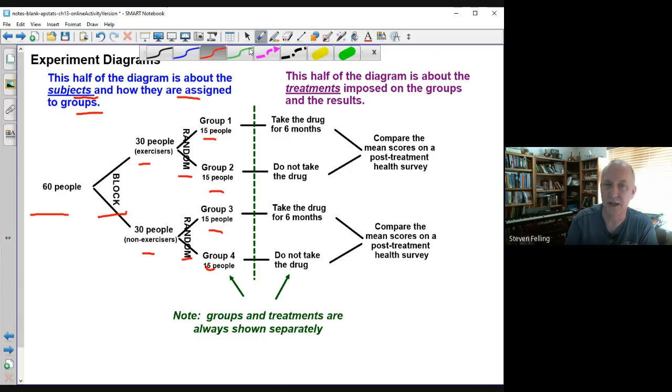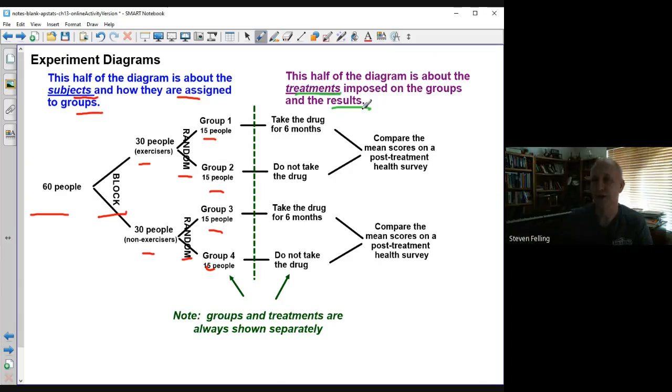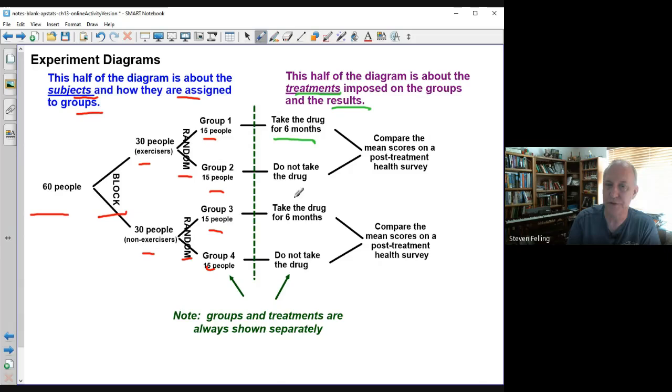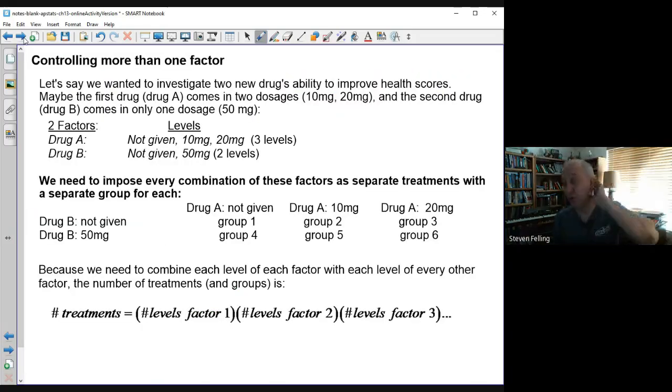On the right side of the diagram, that has all to do with the treatments and the results. So we specify the treatments for each of the groups, and then we compare the results, right? And there's not really a dashed line here, but I want you to think of there being a wall. Everything for grouping has to do on this side, everything with treatment and results on this side. That means the groups are always shown separate from the treatments like this, okay? All right. You can control more than one factor. You don't have to just give a drug or no drug, right?